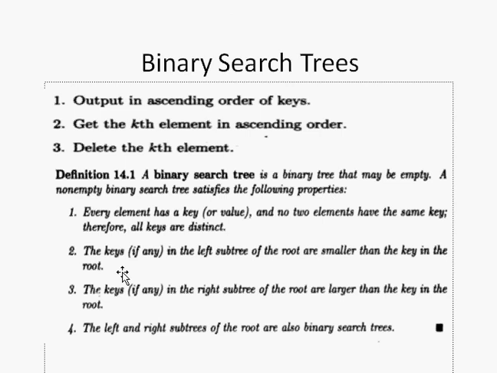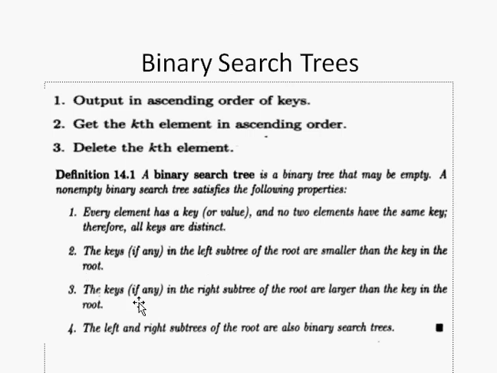The second property says that the left subtree of the root has to have a value smaller than that of the root. I repeat, the element present in the root will always have a value higher than that of its left subtree. This condition is important. That's the second point.